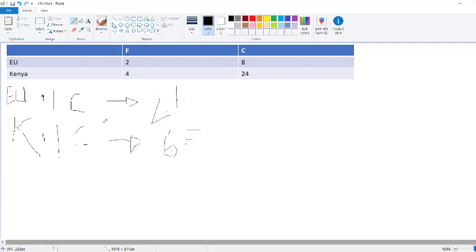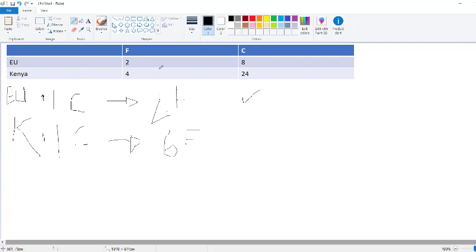So who needs to give up the least amount to produce chemicals? To produce 1 chemical, the EU only needs to give up 4 food. But to produce 1 chemical, Kenya needs to give up 6 food. So comparative advantage in terms of chemicals is the EU.